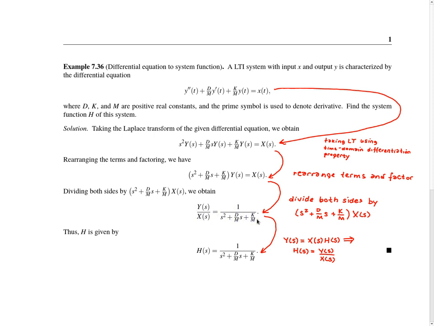Then we observe that because the system is LTI, the Laplace transform of the output of the system, which is denoted big Y, is equal to the Laplace transform of the input of the system, which is denoted big X, times the system function of the system, which is denoted as big H. We can rearrange this equation and solve for big H in terms of big Y and big X, which gives us big H is equal to big Y over big X. So we can observe that this big Y over big X here is equal to big H, which gives us this last line, which is the system function big H that we're seeking.